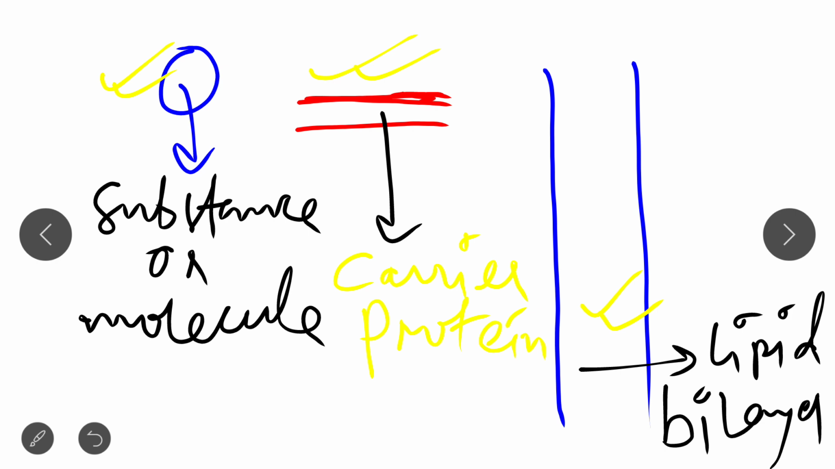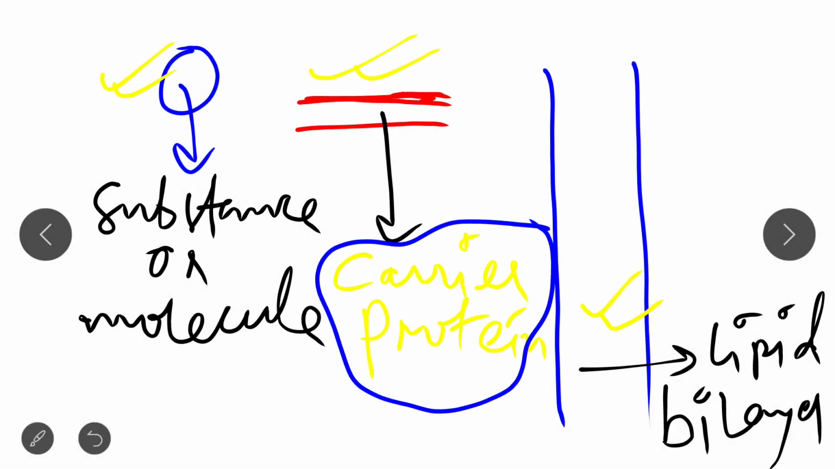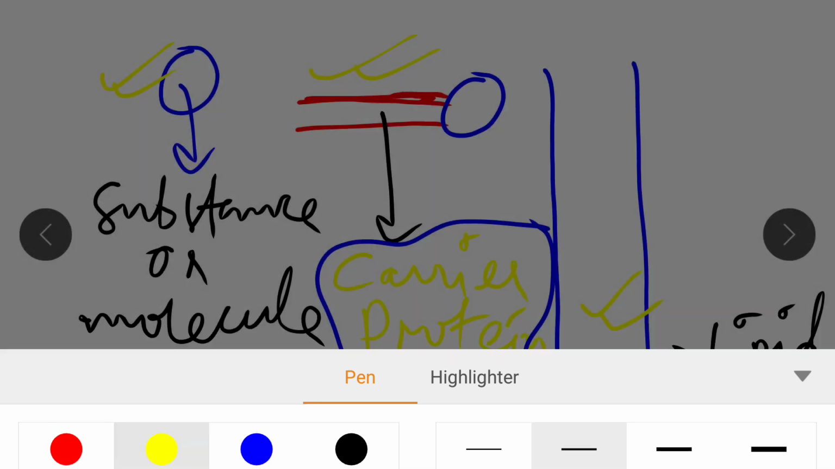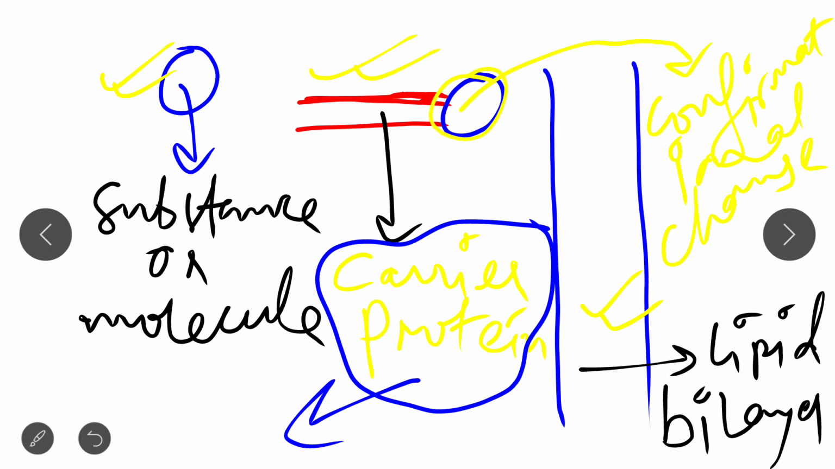See, what does the carrier protein do? This carrier protein basically binds to this substance and makes a conformational change to this substance. By this conformational change, the substance will now be in a position so that it can easily cross the lipid bilayer.